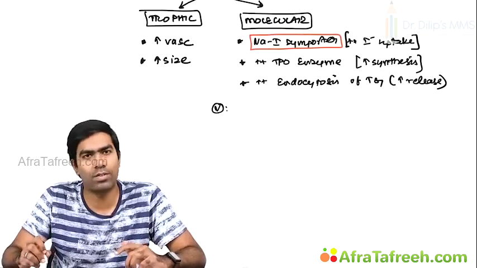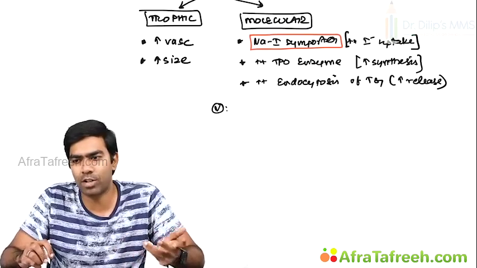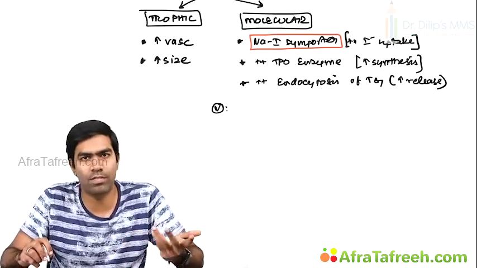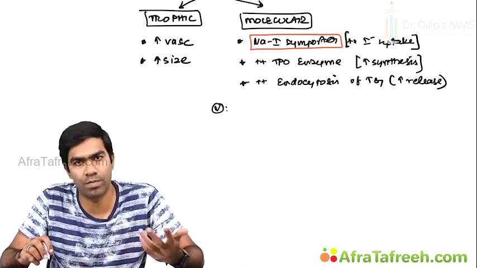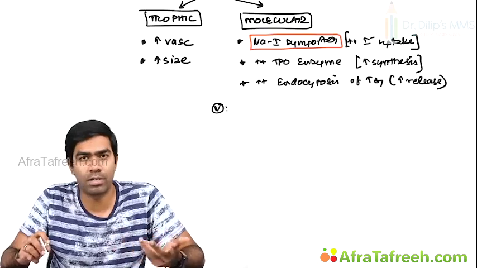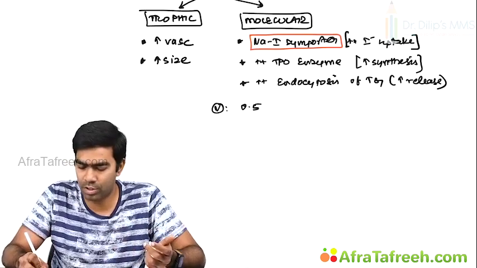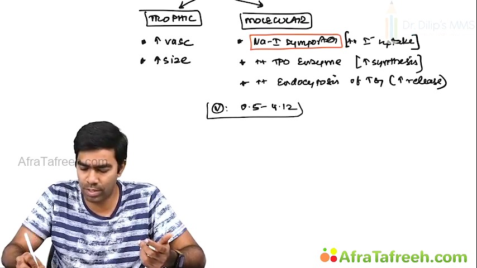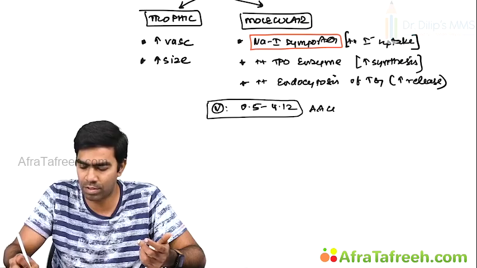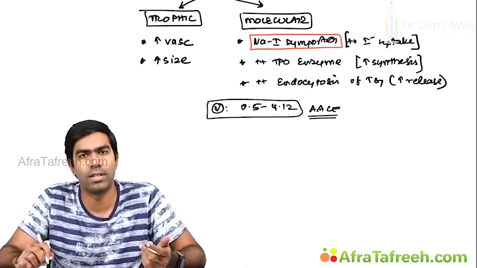What are the normal values of TSH? Again, it varies according to laboratory. Some laboratories give 0.5 to 5, some give 0.5 to 4.5, some give 0.5 to 5.5. But remember, the American Association of Clinical Endocrinologists gives a value of 0.5 to 4.12 as the normal range. This is the AACE definition of normal TSH. Clear?